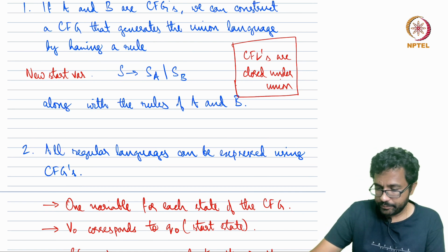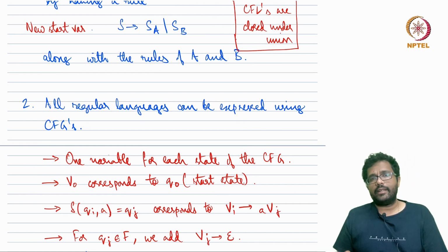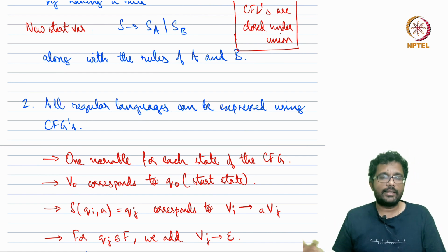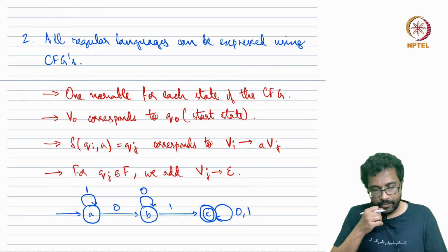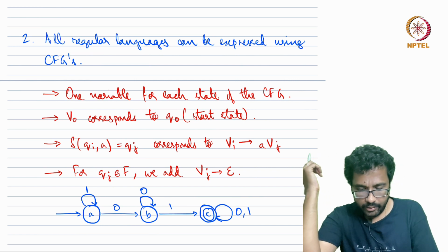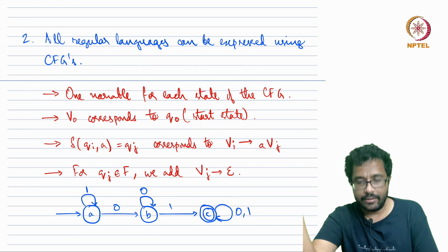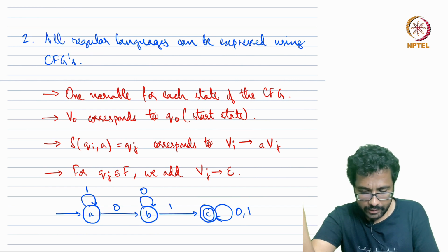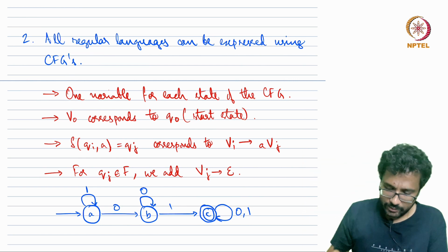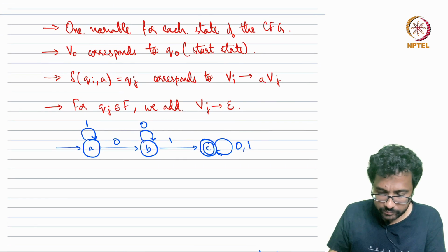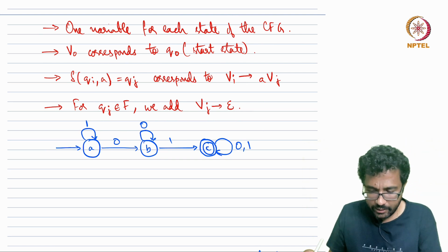So let's see how. The way to do it is you start with the DFA. If a language is regular, there is a DFA, right? You have one variable for each state, and then corresponding to each transition you have rules, and that gives us the grammar. Let's see in this case.